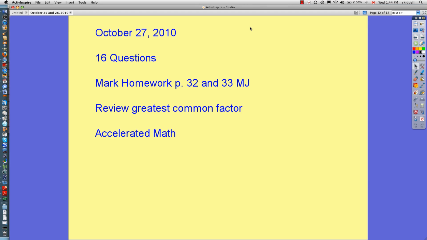Today we did 16 questions. We marked the math homework, page 32 and 33, and we reviewed the greatest common factor, and we actually had a little test on it right at the end of class through accelerated math. Not everybody got that completed, but sort of a ticket out the door thing.